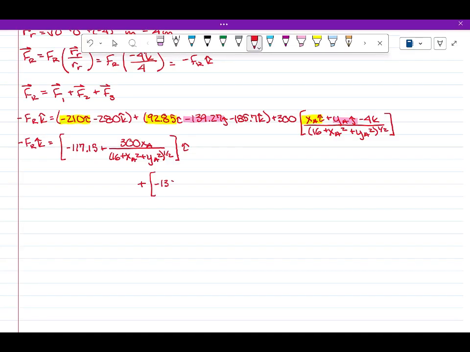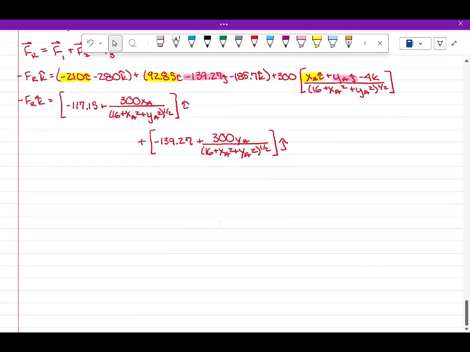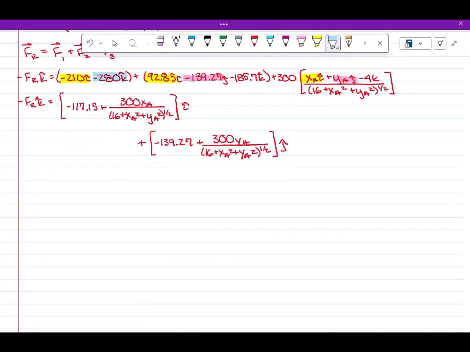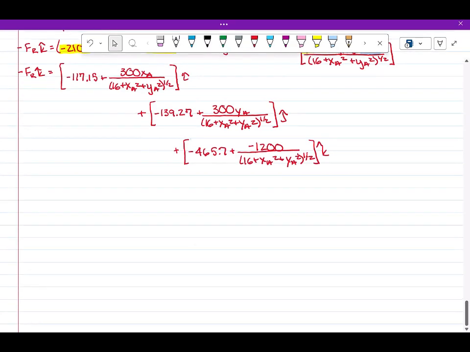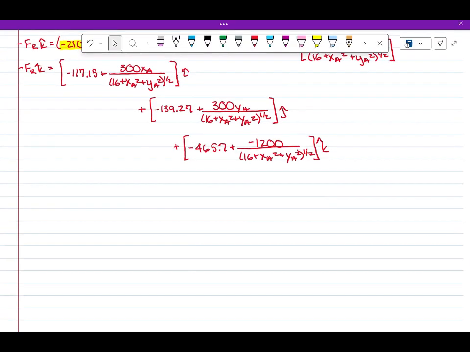Then you have the j component, so plus negative 139.27 plus 300 times y divided by the square root of 16 plus xa squared plus ya squared, times j, plus the k component, which is negative 465.7 plus negative 1,200 divided by the square root of 16 plus xa squared plus ya squared.